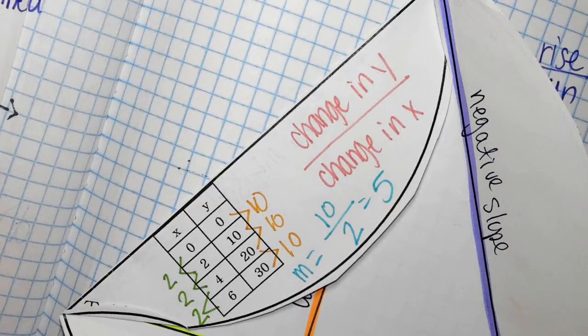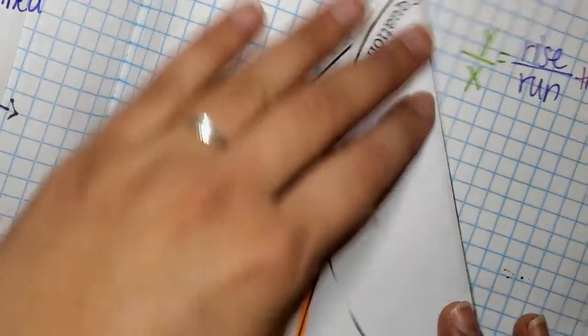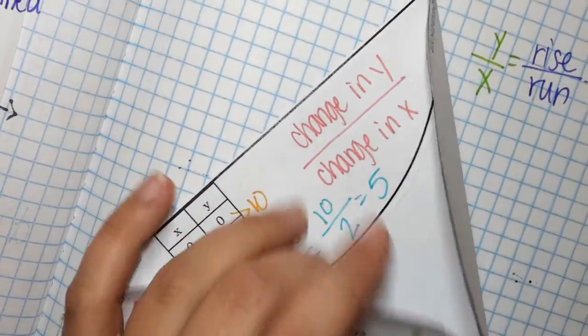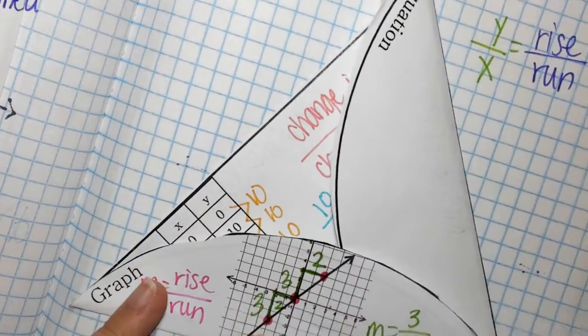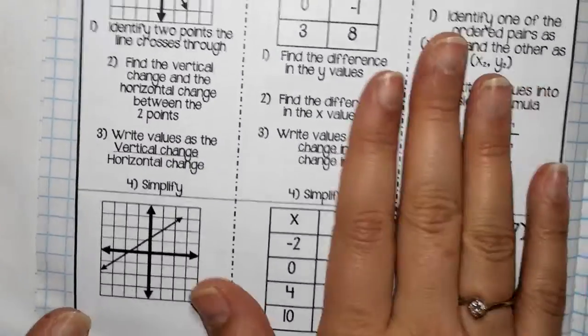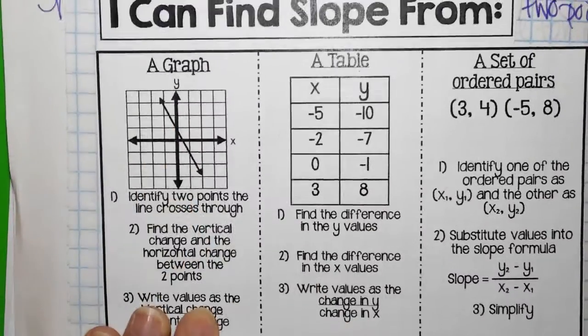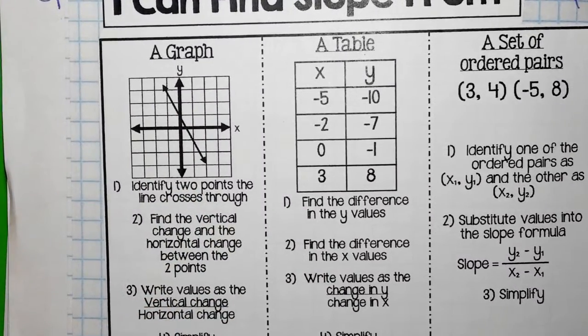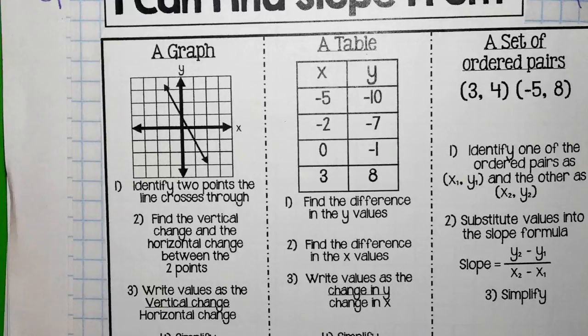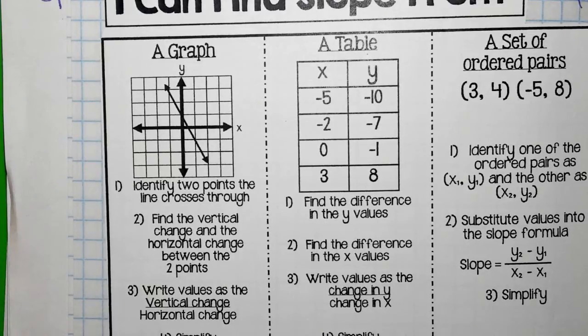So before we go any further today on our foldable, we're going to flip over to this page. And we're going to talk about finding it from a graph again. We're going to review that. All right, let's go. Hustle. We got stuff to do.